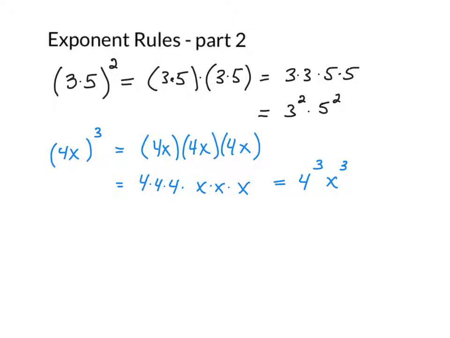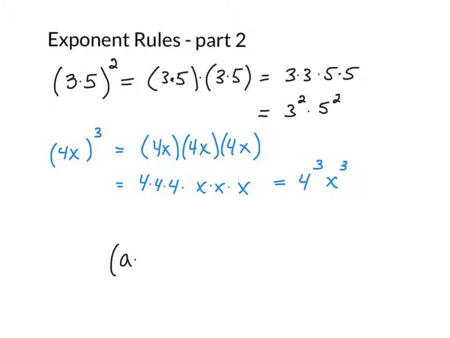So again, it looks to me like if I'm multiplying the inside of my parentheses to some exponent, that exponent is going to go to both of these terms. So it happened up here, and it happened again down here. Hopefully these examples give us some insight into why this upcoming rule is going to work. So the rule goes something like this.